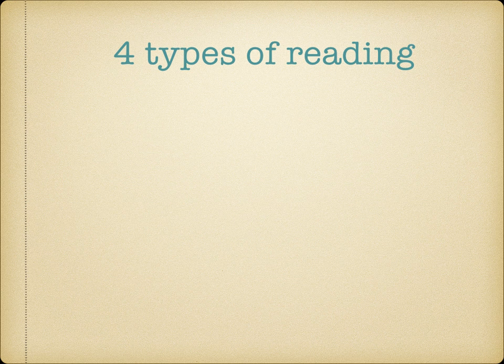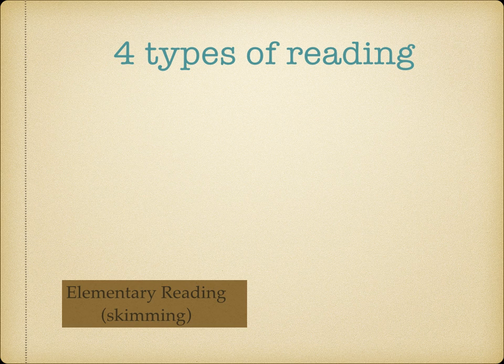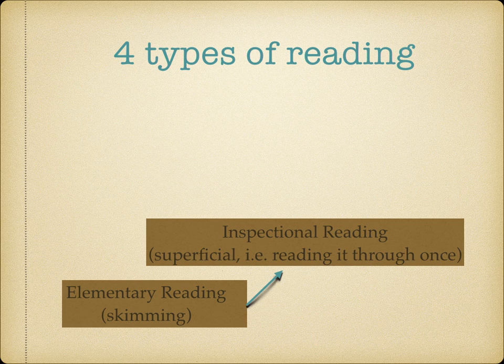And there are four types of reading, and they build on each other. The first is elementary reading. That's something like skimming. That's not elementary reading as in something done in elementary school, but it has to do with skimming, where you just go over a book, get the general feel for it, but you don't really give it a thorough reading. And then there's inspectional reading, which is more superficial, and that's really just when you read the book through once, but don't necessarily study it.